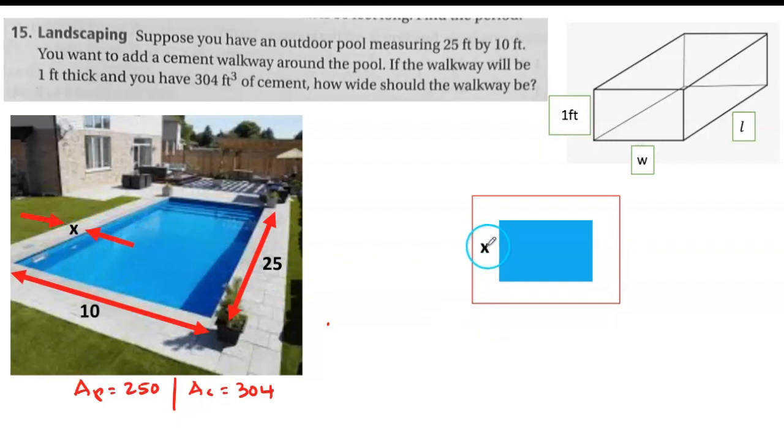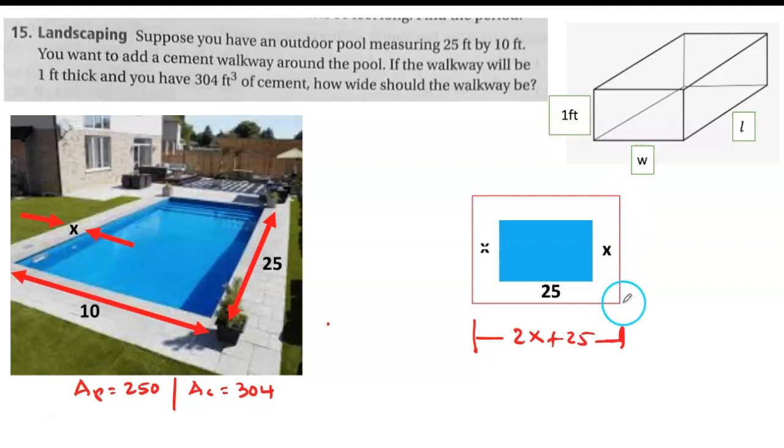So I know that this is going to be x, this width, this is going to be my 25, let's go this sideways, and this side is going to be x again. So this is going to be x plus x is 2x plus 25, and that will be the base of the bottom part of my pool, with my cement. Now what about here?